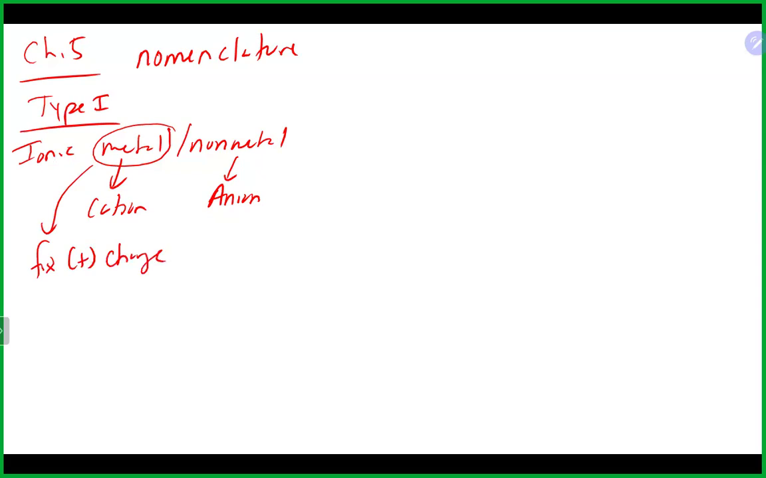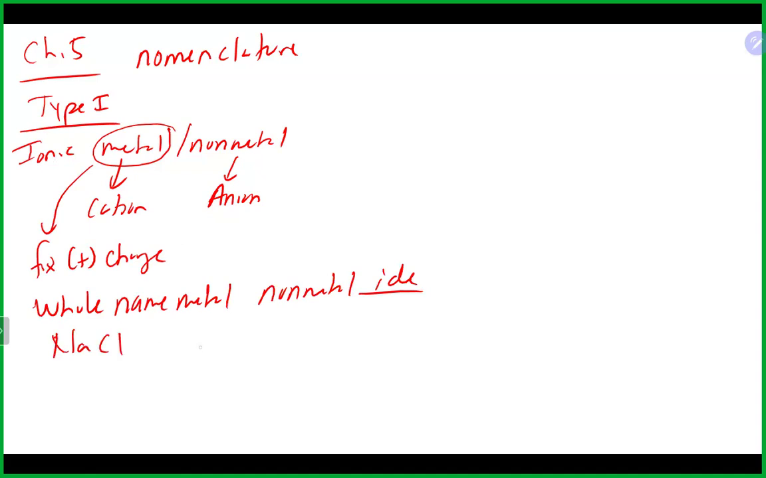So when we have this situation, all you have to do is go the whole name of the metal. And remember that the non-metal pretty much gets the IDE treatment at the end of it. So we just drop the last part of the name and put IDE. So obviously here, something like NaCl, that is group 1. So that is sodium chloride in this case.